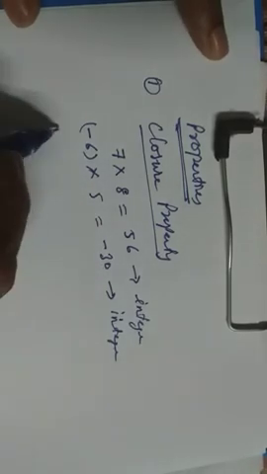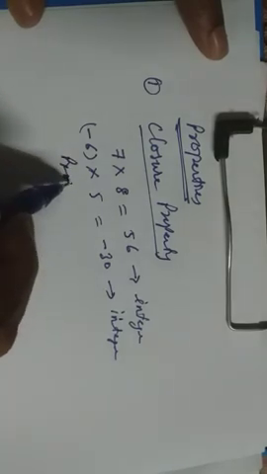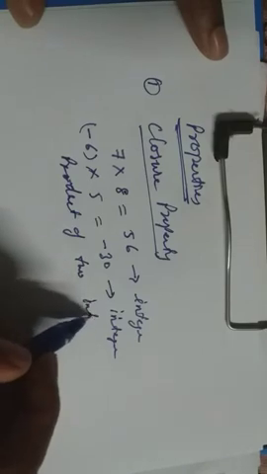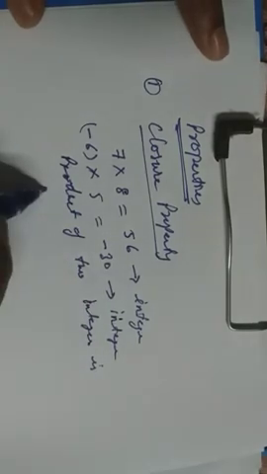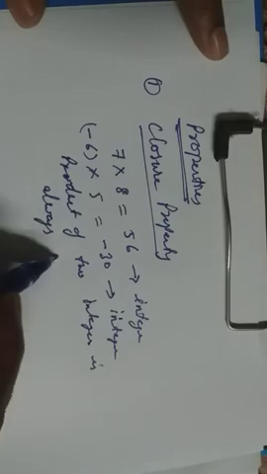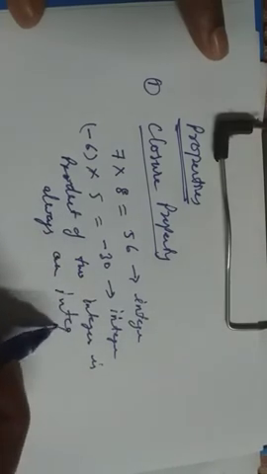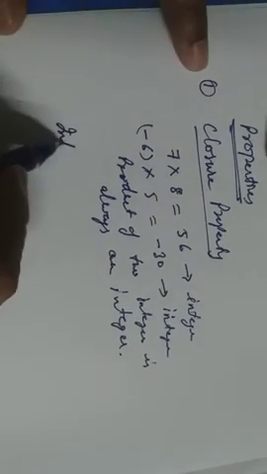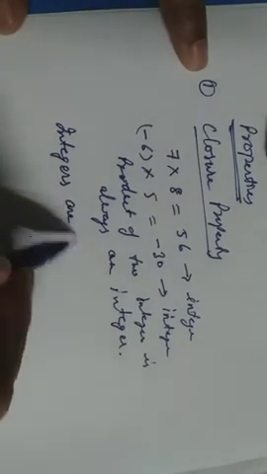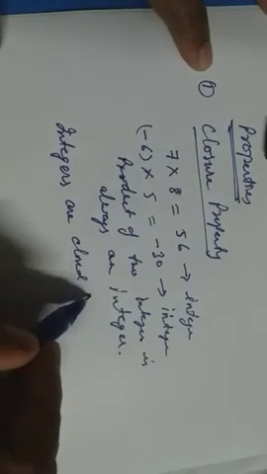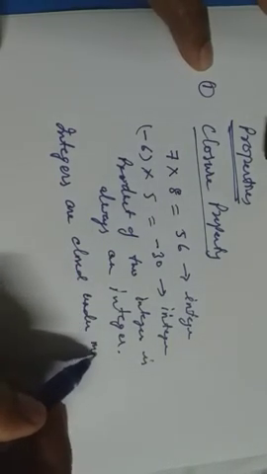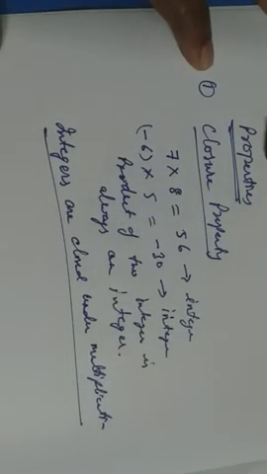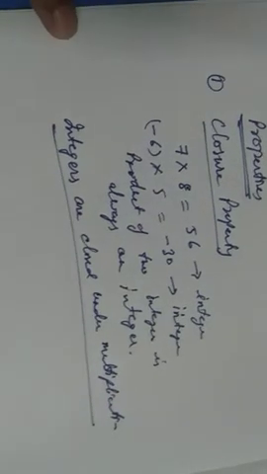That's why it is said that the product of two integers is always an integer. That's why it is called that integers are closed under multiplication. Integers are closed under multiplication.